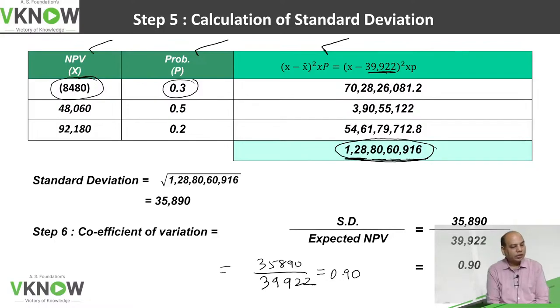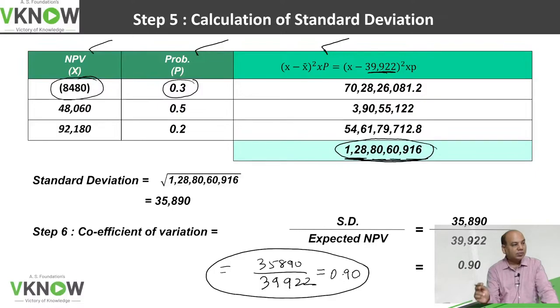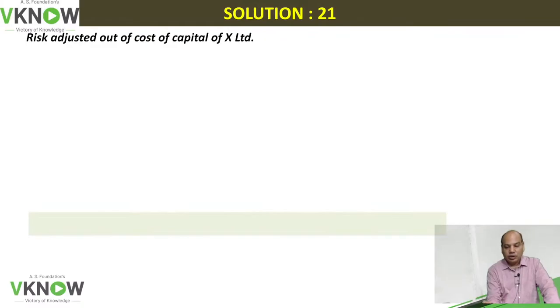This is my second answer, coefficient of variation. Third answer, coefficient of variation of X Limited on its average project, which is in the range of 0.95 to 1.20. If the coefficient of variation is found to be less than the average, 100 basis points are deducted from the company's cost of capital. So our coefficient of variation is less than the average, so cost of capital will reduce.